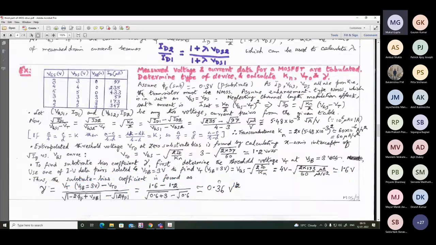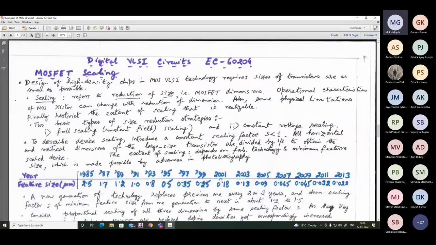Let's say MOSFET scaling. Now with the relentless progress in technology, basically what we want to do is increase the packing density of the chips. That means we want to accommodate as many transistors as possible on a given silicon wafer. And for that, it is obviously required that the dimension of the transistor should be smaller and smaller with the passage of time. And what do we mean by scaling? Scaling refers to reduction of the size, that is, the MOSFET dimension.